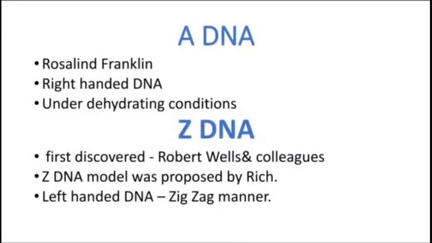The zDNA was first discovered by Robert Wells and his colleagues. It is a left-handed double helix having 12 base pairs per turn. The sugar phosphate backbone is zigzag in orientation. The zDNA has alternating repeated units of dinucleotides throughout the DNA. The zDNA model was proposed by Rich. It plays a role in genetic recombination.